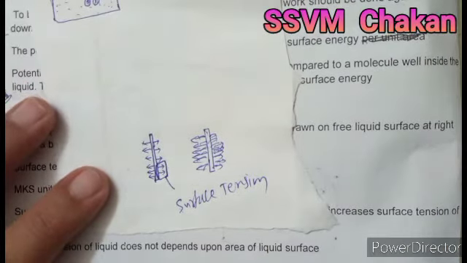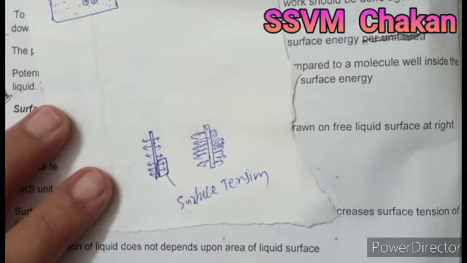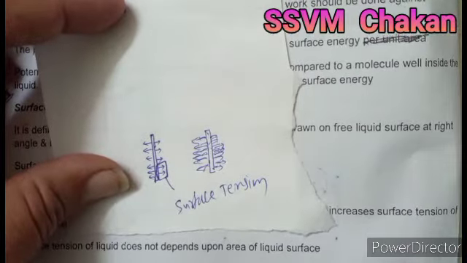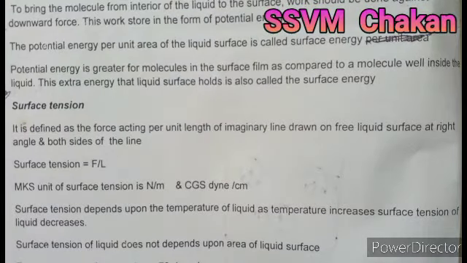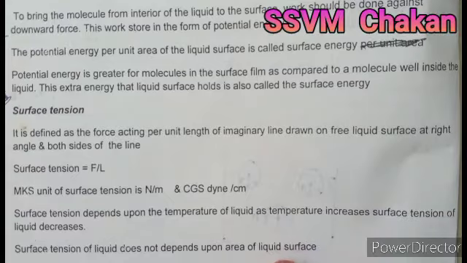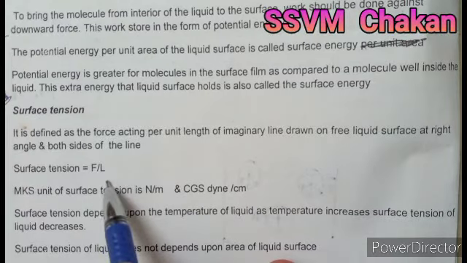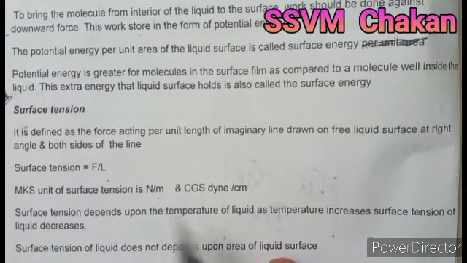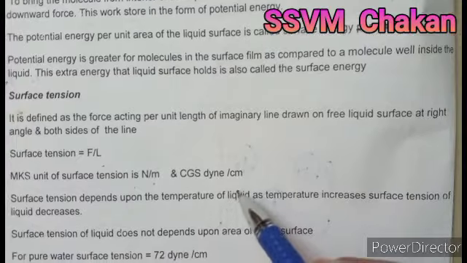That means on the surface of a liquid, if you drop any stick which floats on the surface, then around the edges of the stick you find that forces act on all sides of the stick. The force acting on a stick over its unit length is called surface tension. Surface tension is F divided by L. MKS unit of surface tension is Newton per meter and CGS unit is Dyne per centimeter.